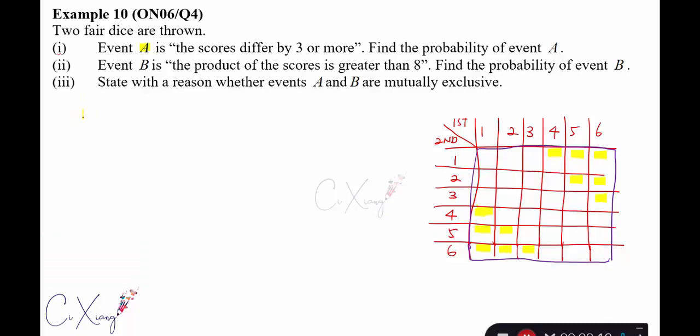Now to find the probability for event A, which is very simple. To get the probability for event A, you look and count how many cells are highlighted in yellow. You have 12, so that is 12 over 36, and therefore you get 1 over 3.